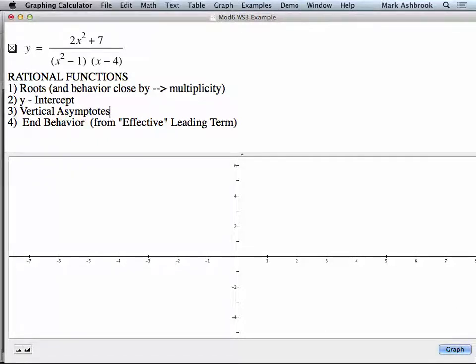Oh no, you're missing an asymptote. There are 3 asymptotes. There's 3? Yeah.